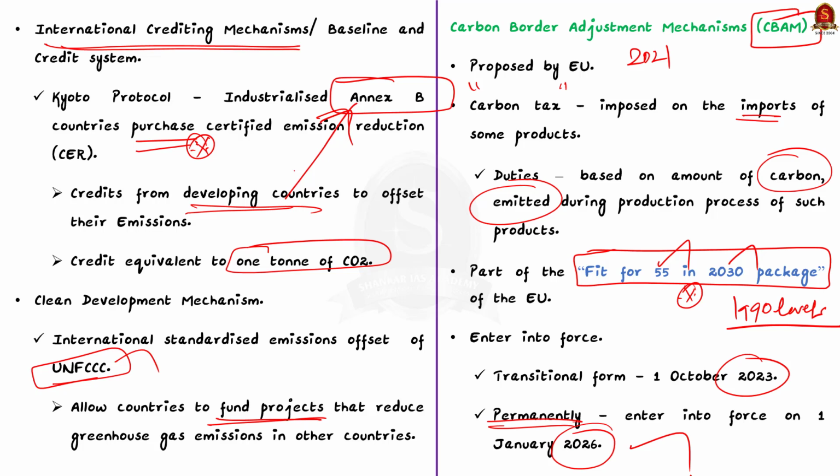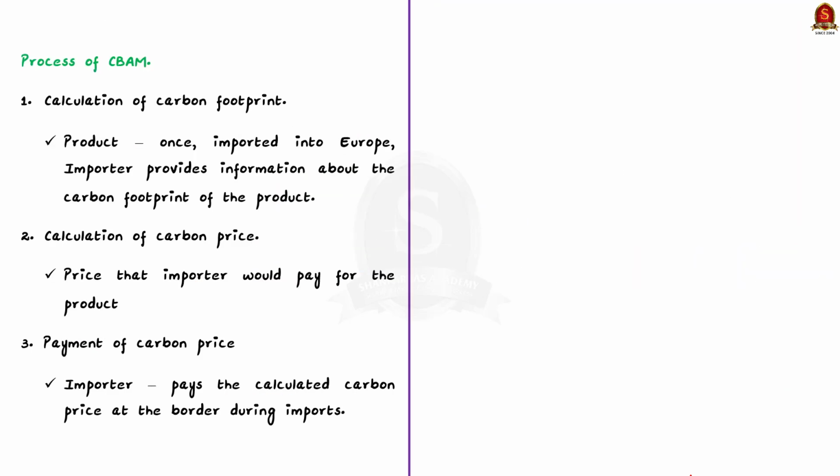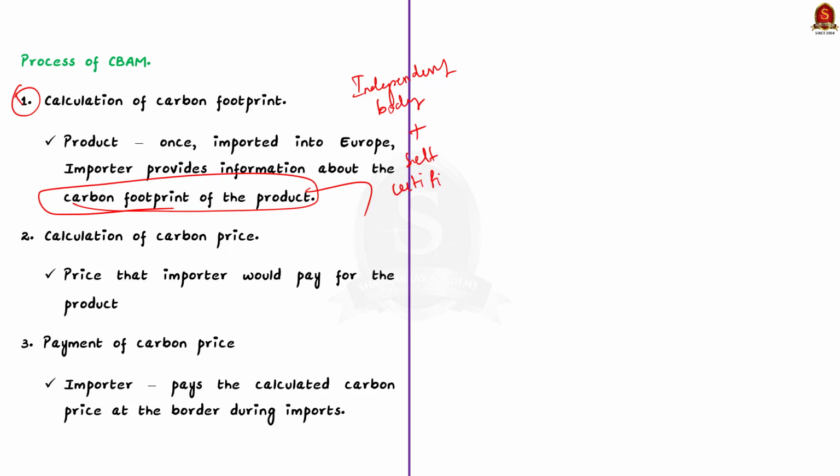Now let us see what is the process of CBAM, starting with the calculation of carbon footprint. Consider a product was imported into Europe. Then to determine the carbon content of an imported product, the CBAM would require the importer to provide information about the carbon footprint of the product. This includes the emissions generated in its production, transport and distribution. Know that with the CBAM, there will be an independent body to verify this information as given by the importers. Moreover, there is also a means of self-certification of carbon content based on an approved methodology. This is the first step of the process.